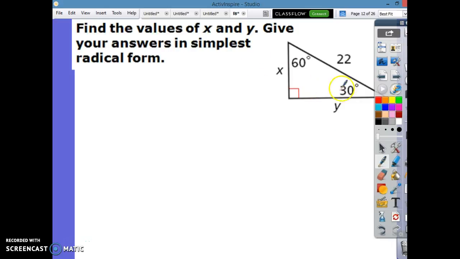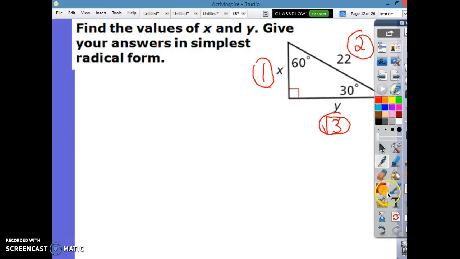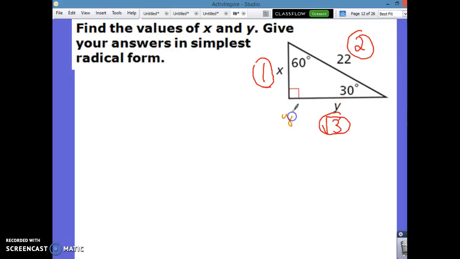So just as a refresher, remember across from 30 is 1. Across from 60 is the square root of 3, always. Across from the 90 is going to be 2. These are the general lengths of our diagram. And this will be true for any 30-60-90 triangle. Now, like we said in the first portion of this video, we just solved for y, and we found out that y equaled 11 square roots of 3. Let's see if we can set up a proportion for x.